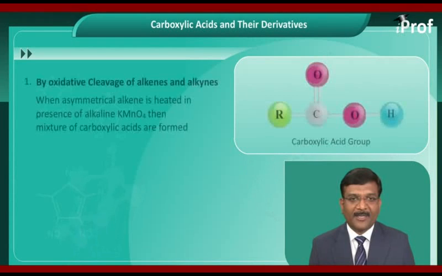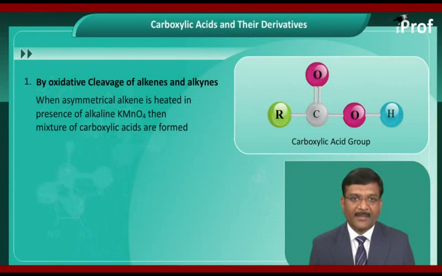Another method to prepare carboxylic acid is by the oxidative cleavages. The first method is the oxidative cleavage of alkenes and alkynes. When asymmetrical alkenes are heated in presence of alkaline potassium permanganate, then a mixture of carboxylic acids is formed.